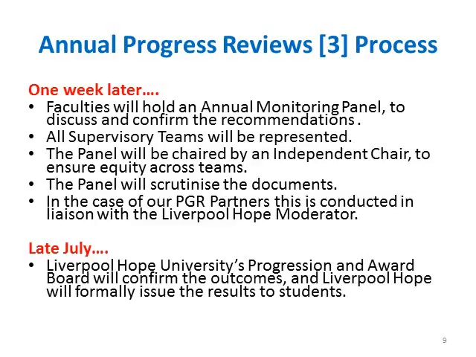After that, in late July, the Liverpool Hope Progression and Award Board will meet to confirm the outcomes. Now, the board will not receive all the documents prepared by the student, but the board will receive recommendations from each faculty, will seek an assurance from each faculty that due process has been followed, and will pick up any trends in terms of variation across faculty in terms of the outcomes. And once the board is satisfied that due process has been followed, it will confirm the outcomes, and Liverpool Hope University will then formally issue the results to students.